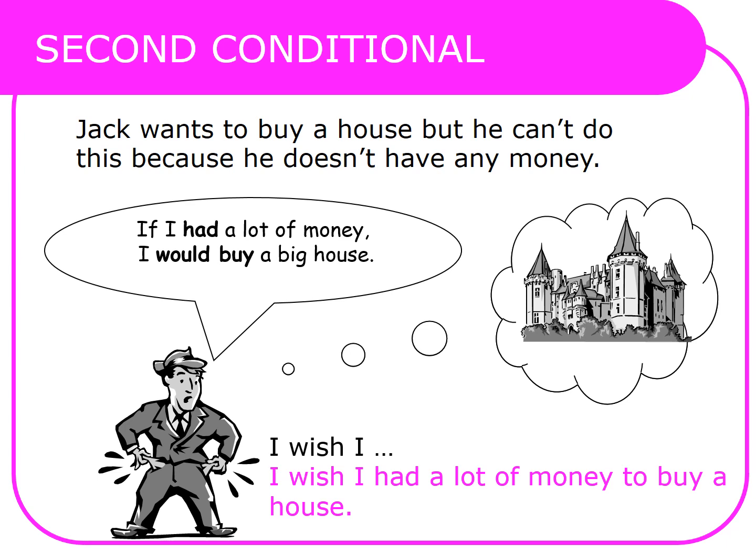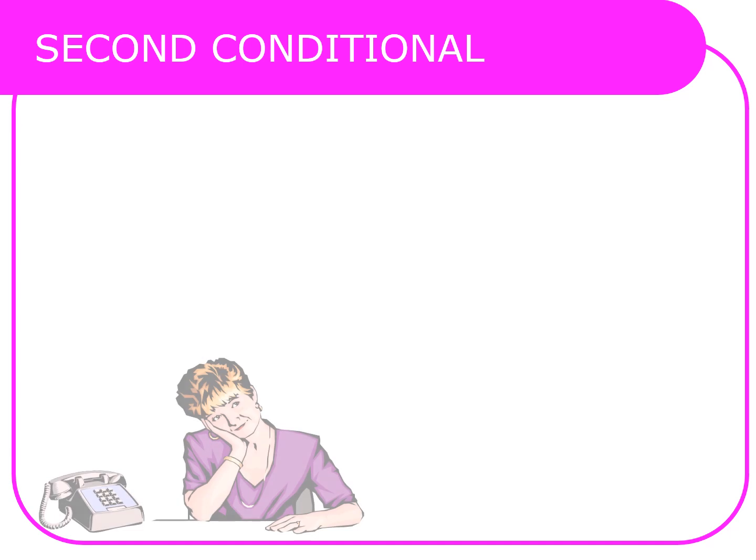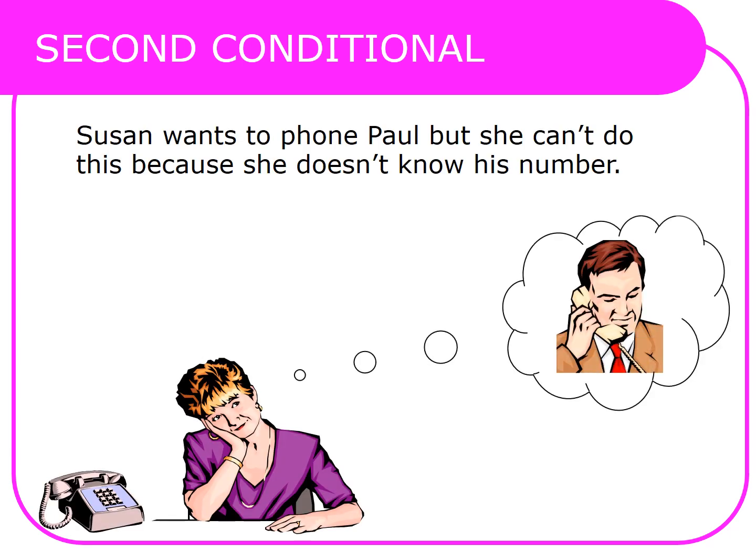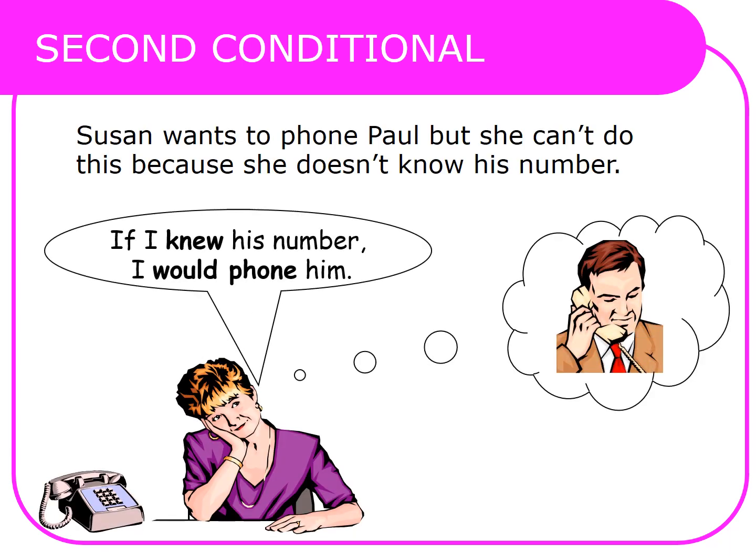If I say the sentence in the second conditional, I'll say, if I had a lot of money, I would buy a big house. If I turn it with wish, I wish I had a lot of money to buy a big house or a house. Susan wants to phone Paul, but she can't do this because she doesn't know his number. If I knew his number, I would phone him. With wish, I'll say, I wish I knew his number to phone him.